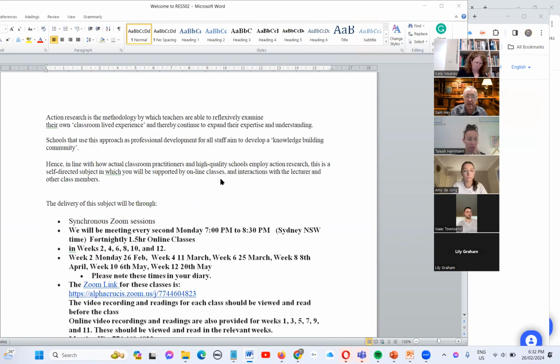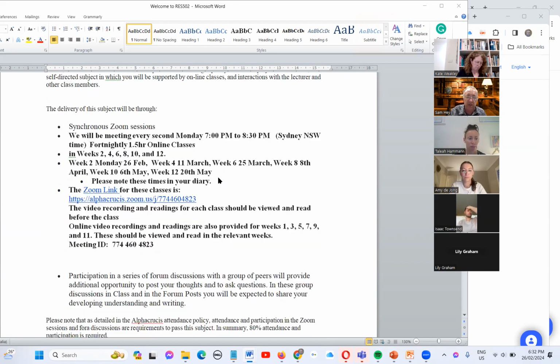Now, what we're doing today is called research and action research. And so there's a strategy in research and in action research to gathering information and to writing it up that we'll introduce. We're going to meet every second Monday at this time, and we will be meeting for the hour and a half. And during this time, we'll go through some of the material that's on Moodle.